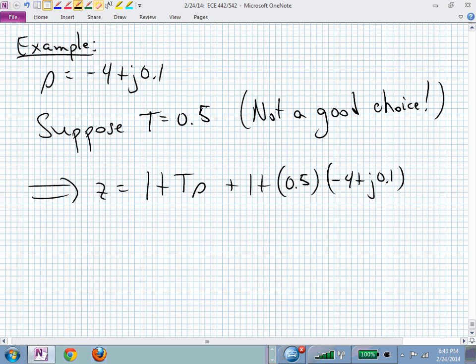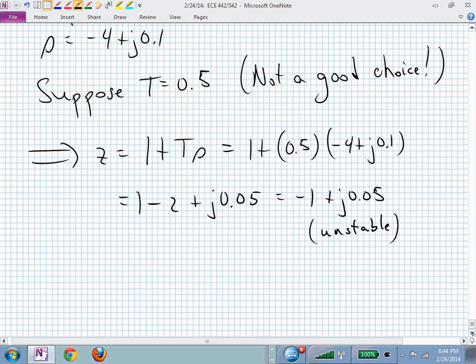Whoa, what am I doing? I got a little bit crazy with my addition. So 1 plus TS is equal to 1 plus T times S, or this is now 1 minus 2 plus J, what, 0.05? Where's that bad boy? He's outside the unit circle, isn't he? So we're unstable.